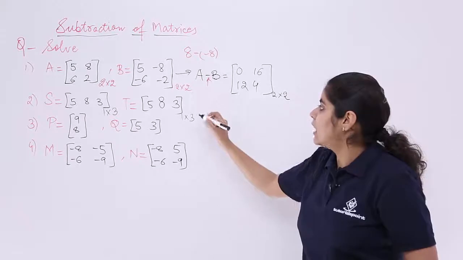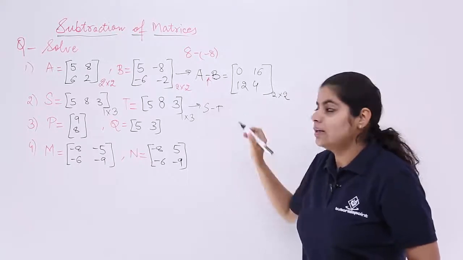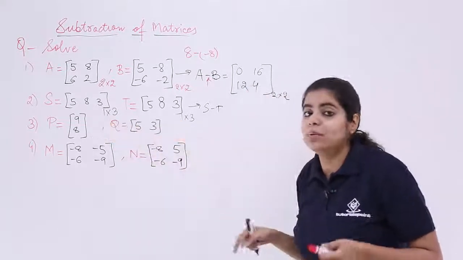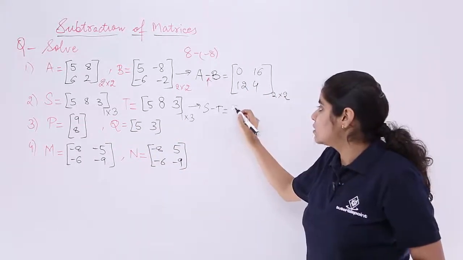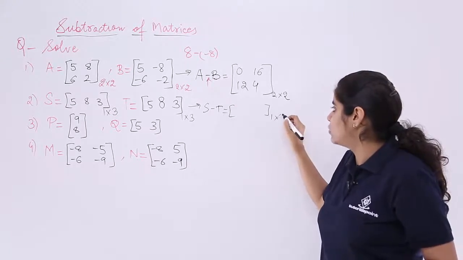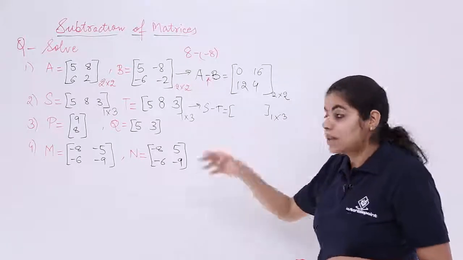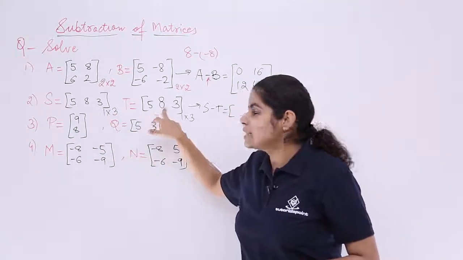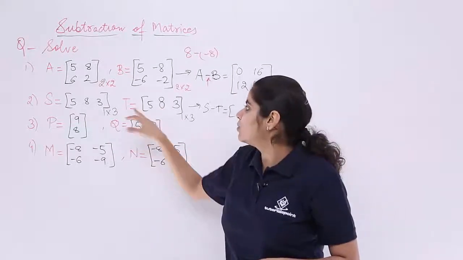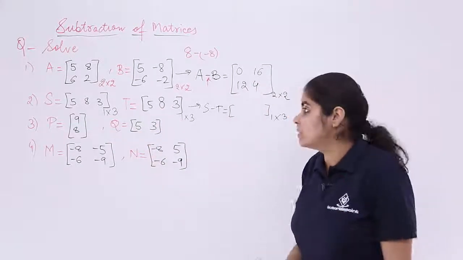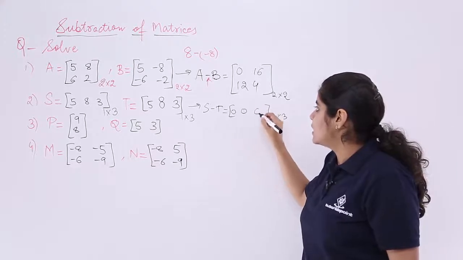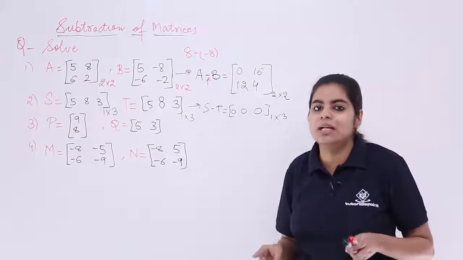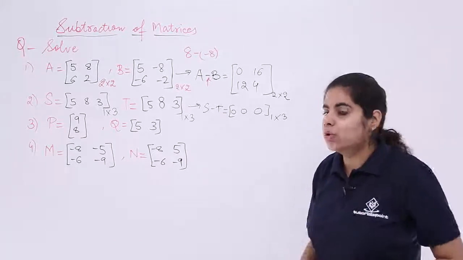Now, what is the answer? The answer would be obtained as S minus T. Again, it would be what kind of a matrix? That matrix which has the same order, which means 1 by 3 only. So, let's first draw a matrix with 1 by 3 order, right? Now, subtraction. 5 minus 5 is what? It is 0. 8 minus 8 is again 0 and 3 minus 3 is again 0. So, all 3 elements you see are 0. So, it is a null matrix or a 0 matrix with all elements as 0, right? Let's move on to the next part.